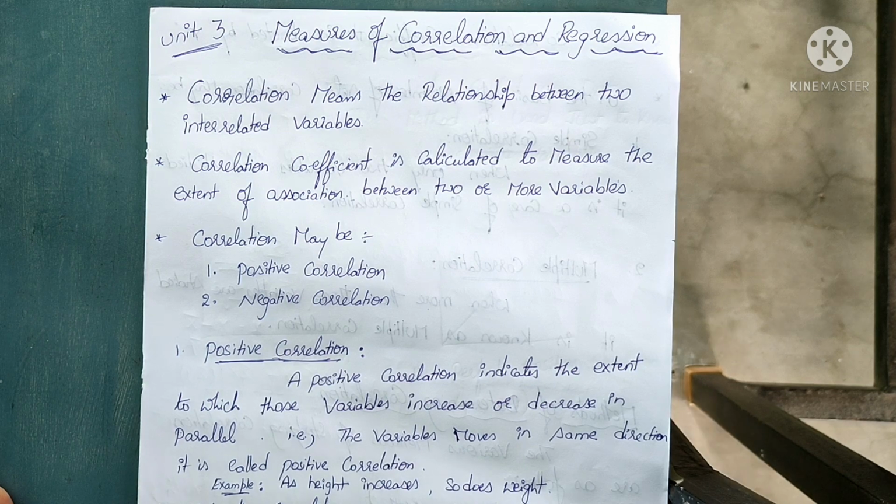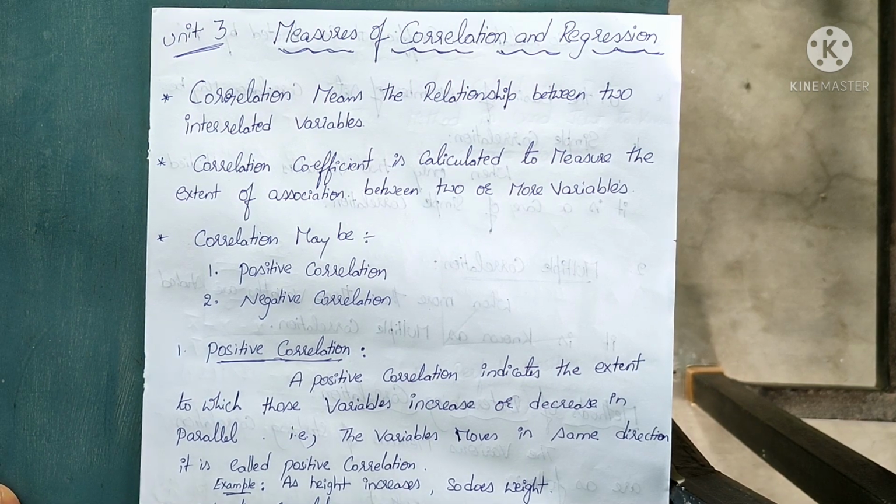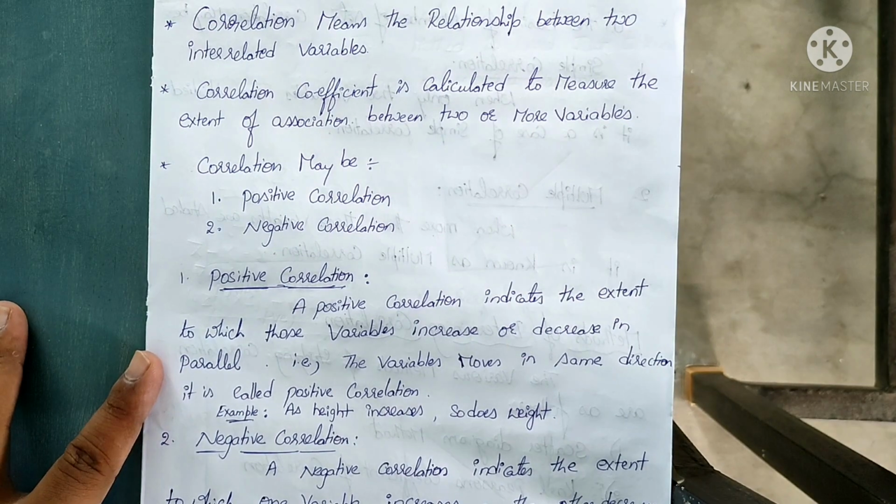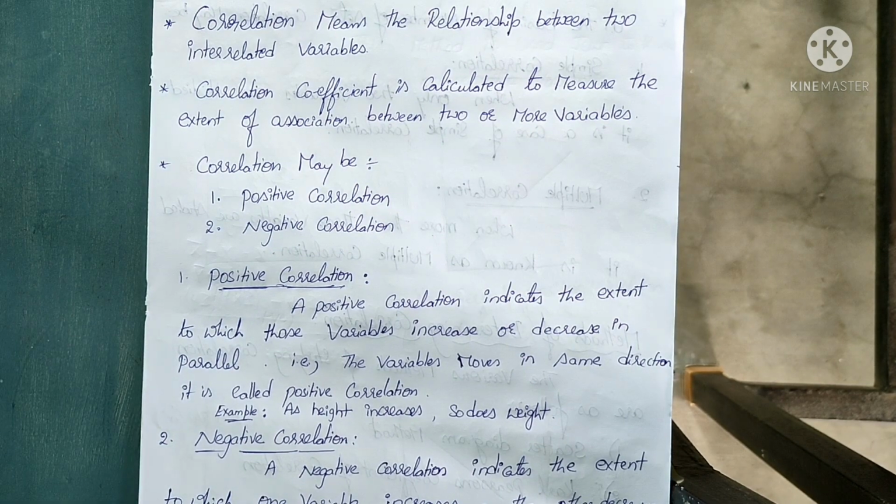Suppose if you take two variables x and y, to measure the relationship between the two variables, then we use correlation. And correlation coefficient is calculated to measure the extent of association between the two or more variables. And this correlation may be positive correlation and negative correlation. Positive correlation. A positive correlation indicates the extent to which the variables increase or decrease in parallel. That is, the variables move in the same direction. It is called as positive correlation.